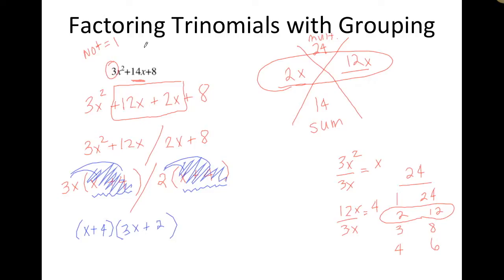This was called factoring trinomials by using a grouping method. There are certainly other ways, but this is one method. Remember, this method works very efficiently when the leading coefficient is not equal to 1.